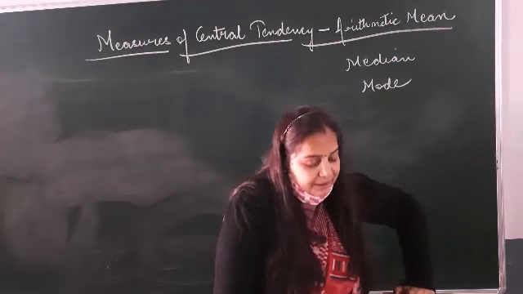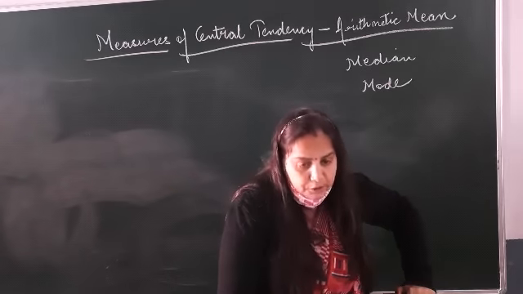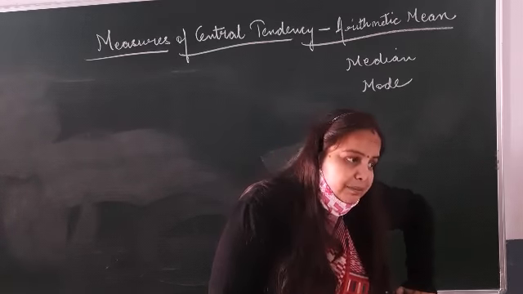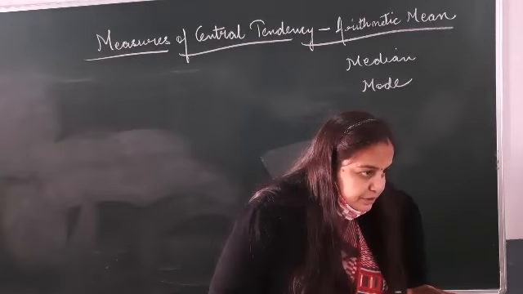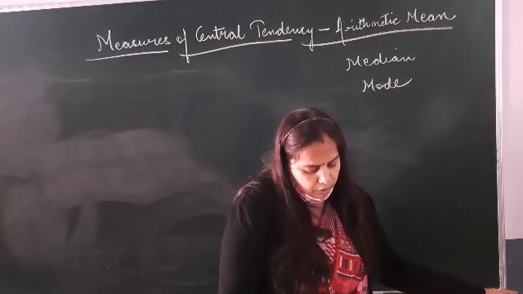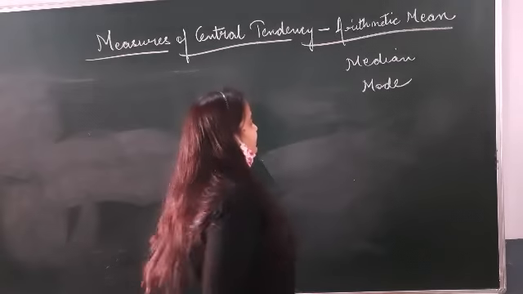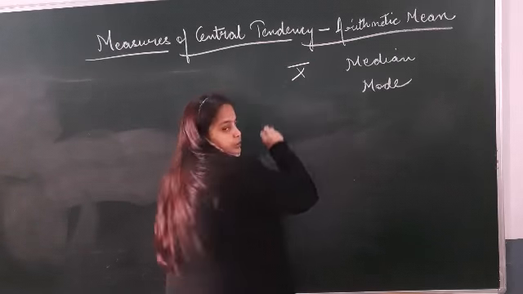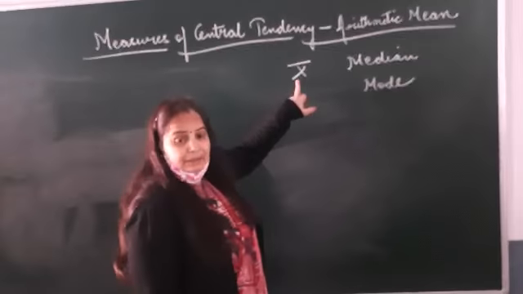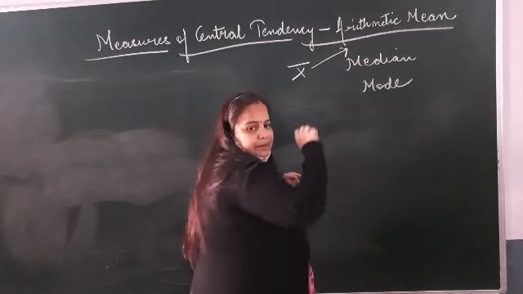So arithmetic mean is defined as what? It is defined as the sum of the values of all the observations divided by the number of observations. Very easy it is. So it is ordinarily known as mean or average by the common man. It is usually denoted by X bar. This is the symbol of arithmetic mean.